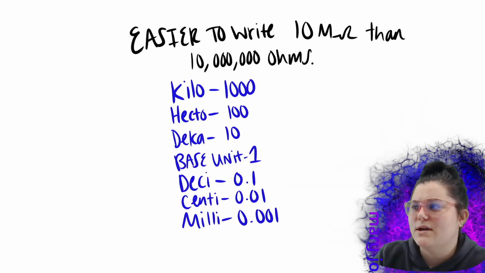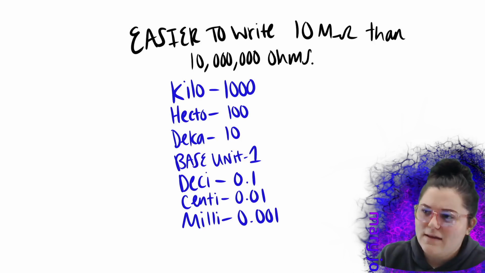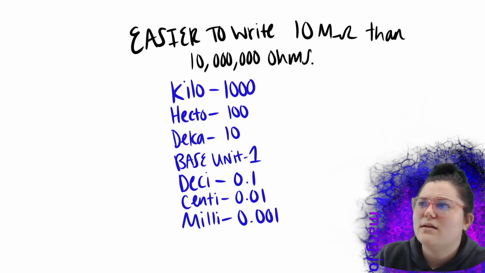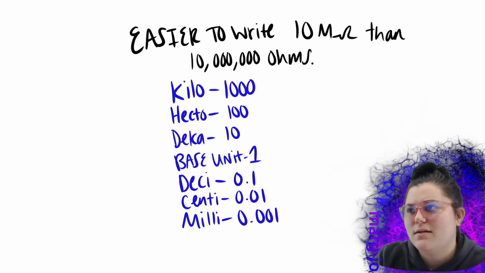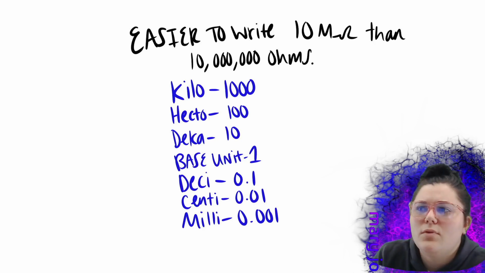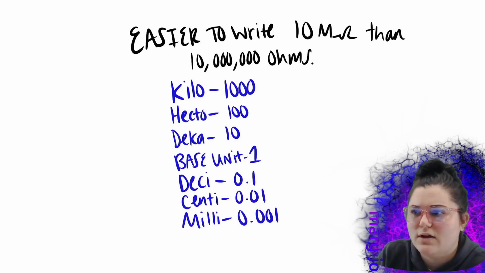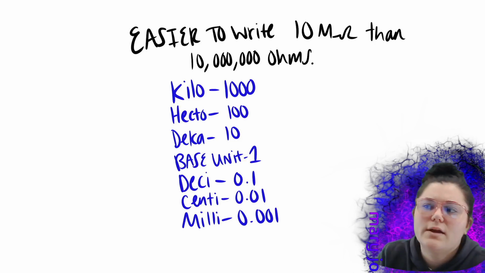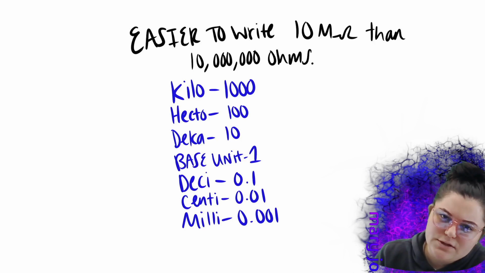Alright, so we need to just touch on this. It's easier to write 10 milliohms than 10 million ohms. That is something that we needed to emphasize. So you need to be familiar with the metric units. So kilo equals 1,000, hecto equals 100, deca 10, base units 1, deci is 0.1, centi is 0.01, milli is 0.001.